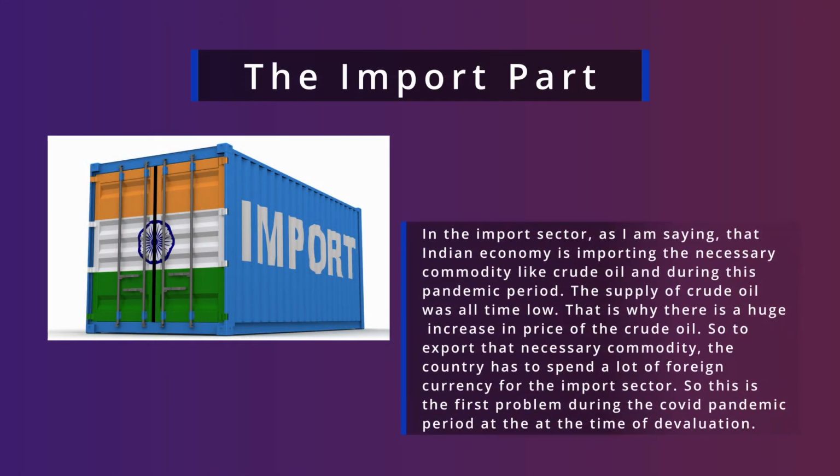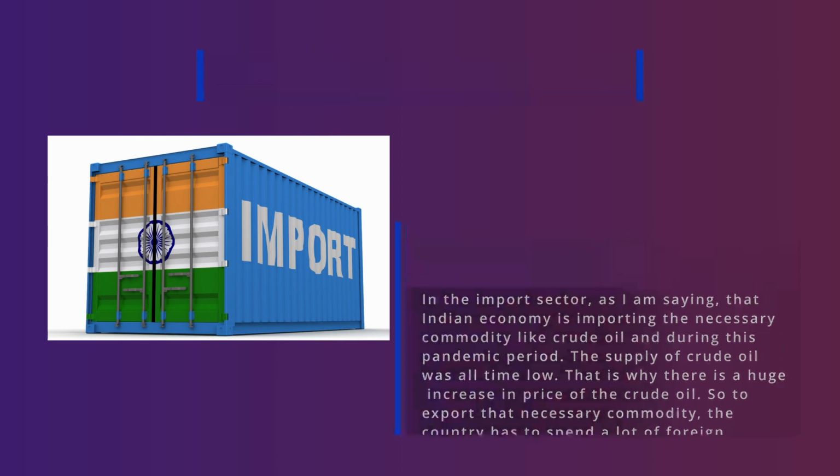But in the case of the COVID-19 pandemic period, the situation was just the opposite. How is it so? Let me first explain the import sector. In the import sector, as I am saying, the Indian economy is importing necessary commodities like crude oil, and during this pandemic period, the supply of crude oil was at an all-time low. That is why there was a huge increase in the price of crude oil. So to import that necessary commodity, the country has to spend a lot of foreign currency in the import sector. So this is the first problem during the COVID pandemic period at the time of devaluation.